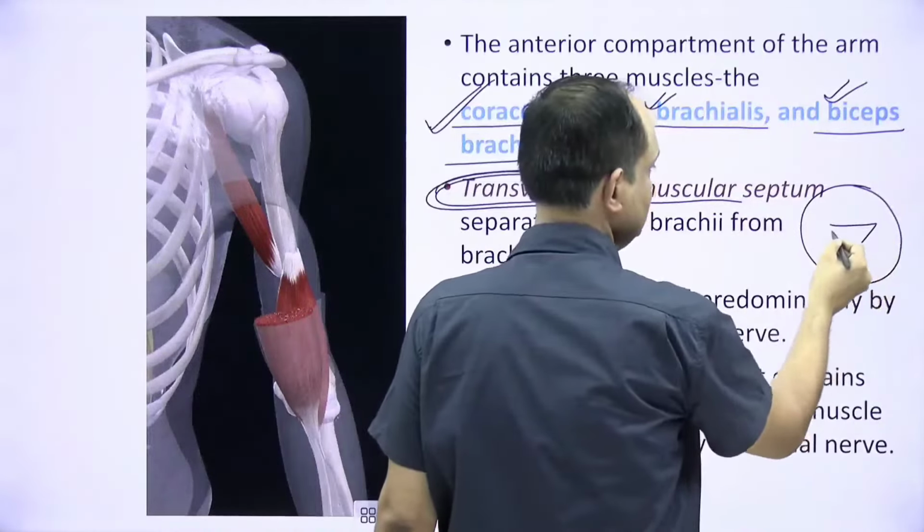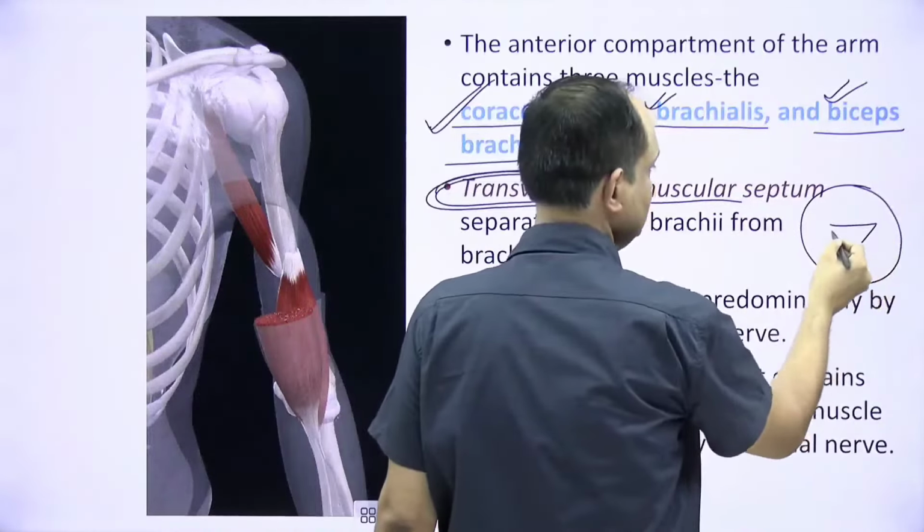One more thing is that all three muscles of the anterior compartment are supplied by a single nerve, the musculocutaneous nerve, while in the posterior compartment you have a single muscle, triceps brachii, which is supplied by the radial nerve. This is the important concept to understand: there are two nerves in the arm. The anterior muscles of the arm are supplied by the musculocutaneous nerve and the posterior muscles by the radial nerve. In the posterior compartment you have only the triceps, while in the anterior compartment you have the biceps, coracobrachialis and brachialis.